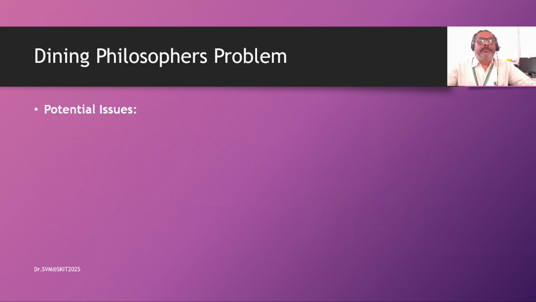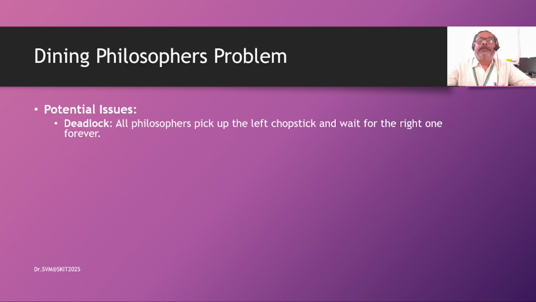So the potential issues to solve here: the deadlock. It may happen that at any given time one philosopher wants to eat, looks for a left chopstick, gets it, then looks for the right, gets it, eats, and leaves it, no issue. But what if all the five philosophers thought of eating at the same instant?